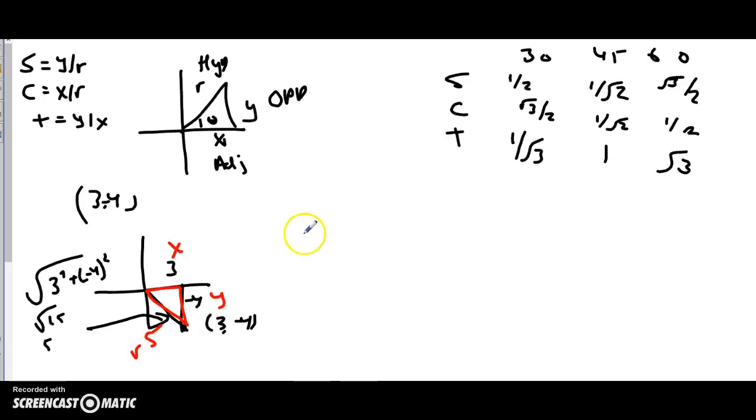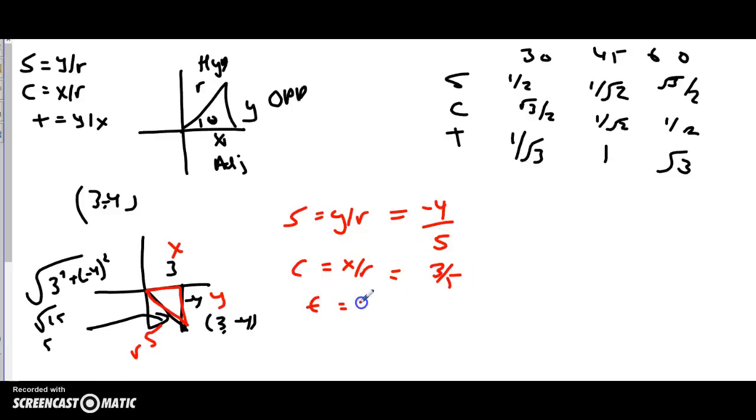So if I ask what the trig ratios of this are, well, sine is equal to y over r, and y is -4, and my r is 5, so there's my sine, -4 fifths. Cos theta is x over r, and I got lazy here, but you should write sine and cos and theta and all these things. But cos theta here is going to be x over r, which is 3 fifths, and then tan theta is y over x, which is -4 over 3, or -4 thirds. So those are the trig ratios of that point.